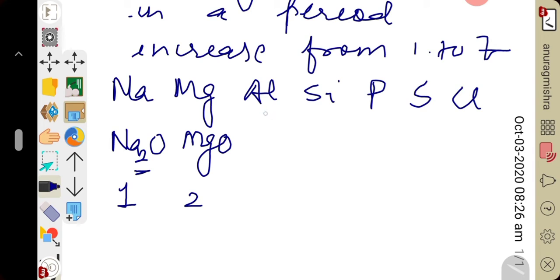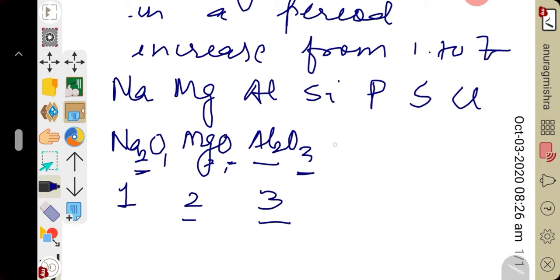Then you can see aluminium, Al2O3. You can see subscript 2 with aluminium and 3 with oxygen, so valency 3. With sodium, oxygen subscript 1 is present, valency 1. With magnesium, in MgO, the 2s cancel, that's why valency 2. In aluminium oxide, with oxygen subscript 3 is present, so valency will be 3 for aluminium.